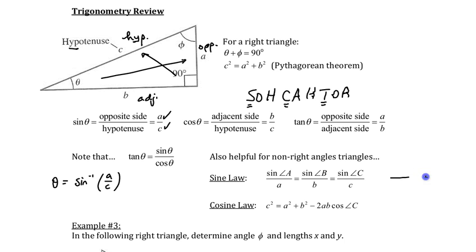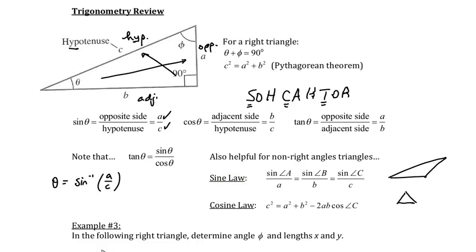And then there are two laws that are helpful in non-right triangles. So if you have something like an obtuse triangle, or an acute triangle, you can use the law of sines or law of cosines. And if you haven't seen that yet, then go see your math teacher, I would say, and have them help you out. We won't necessarily be using these two laws, but they are helpful.